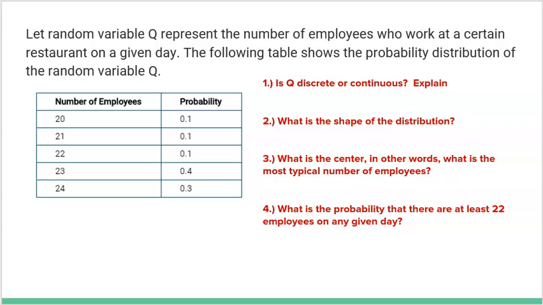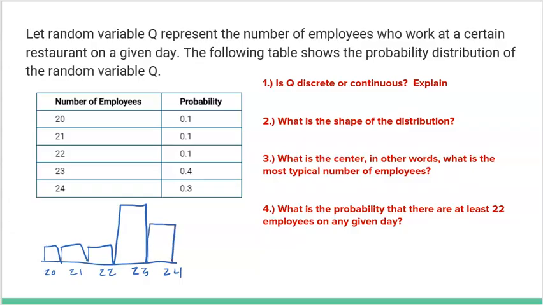All right, what is the shape of the distribution? Well, for that, you just have to think about it, or you could draw yourself your own little picture here. If I think about a number line, and remember, a number line has to go smallest to largest, and I think about each of these outcomes and the probabilities, 20 is at 10%, 21 is at 10%, 22 is at 10%, and then 23 jumps way up to 40%, and then 24 is at 30%. Looking at a picture like that, I see that it's skewed to the left, where there is far less likelihood that there are 20, 21, 22 people working, and it's much more likely it's 23 or 24. All right, so it's skewed to the left.